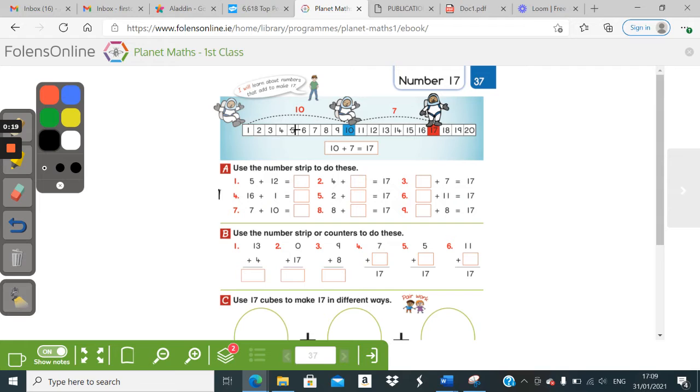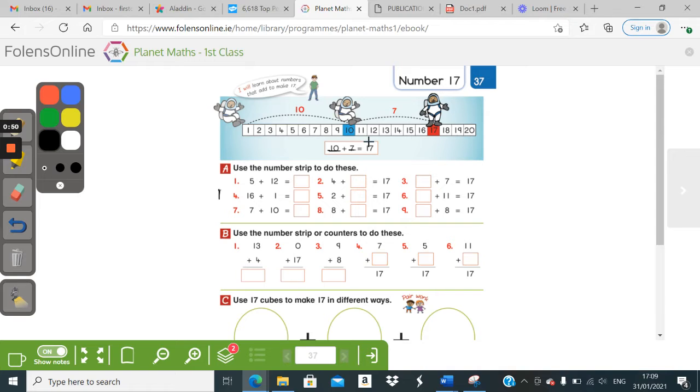Right, up the top, you'll notice that there is a number line to help you. These spacemen here are showing you one way to make 17, which is 10 plus 7, which is something we looked at in yesterday's maths video. And you can see that starting from 0, one jump to 10, and then a jump to 7 will bring us to 17, which shows 10 plus 7 equals 17.